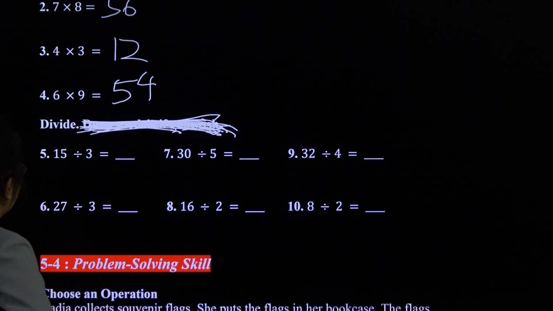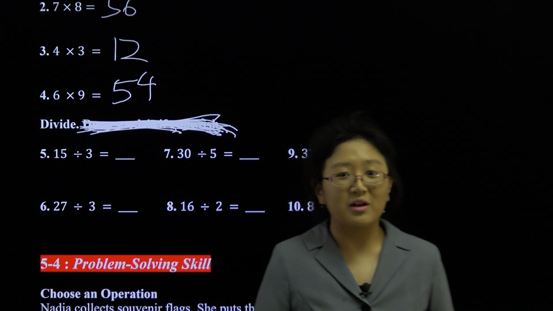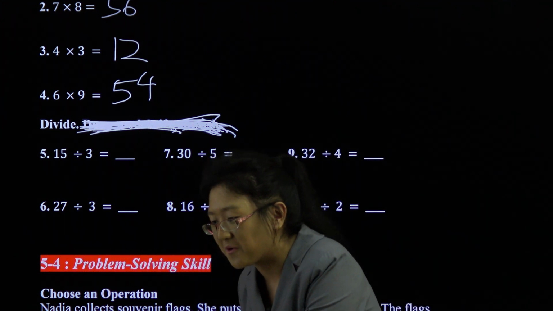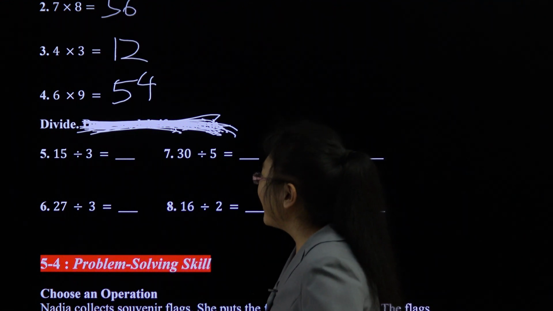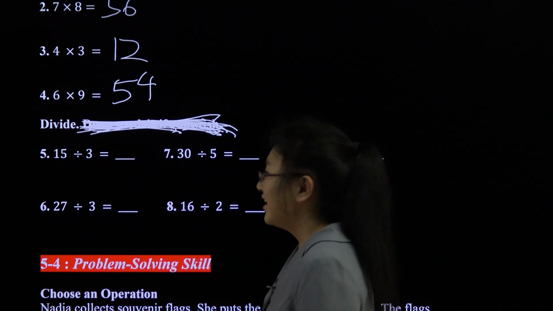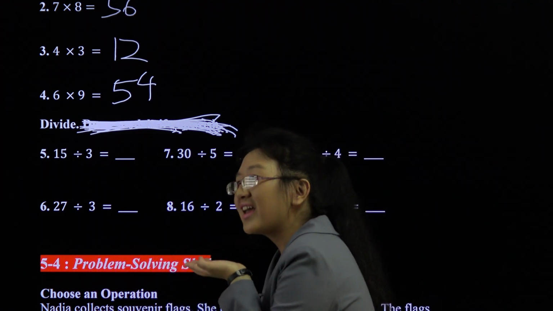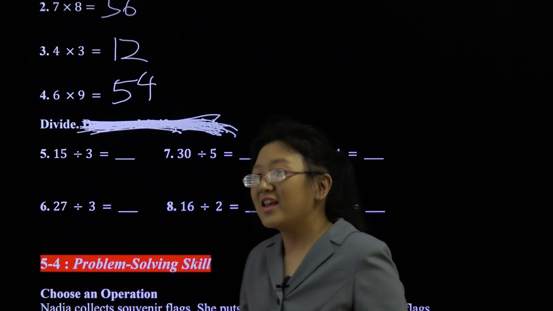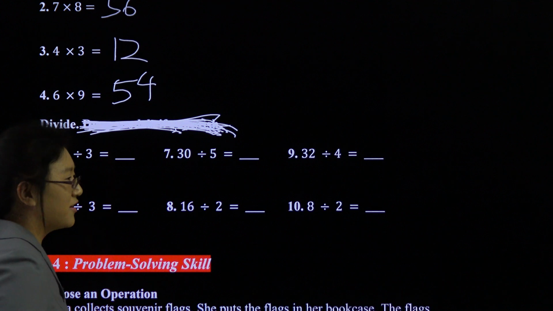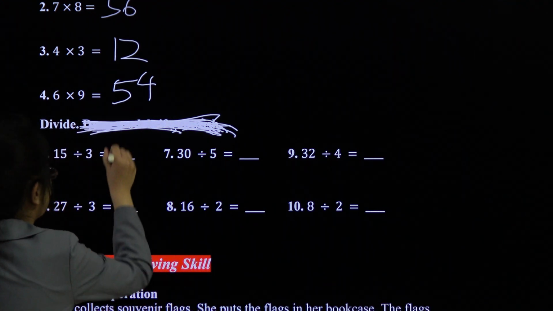Yay! Math! 15 divided by 3. You remember your multiplication table. You reach into the deep pocket of your brain. And then you go like, aha! And you see that 3 times 5 equals 15. Therefore, 15 divided by 3 equals 5.